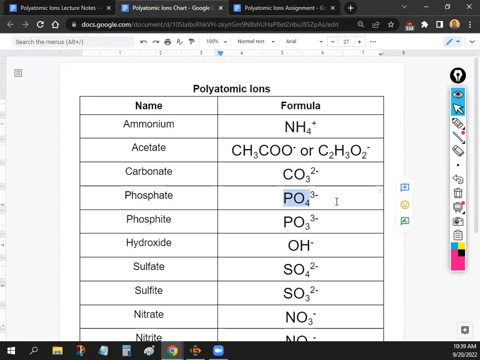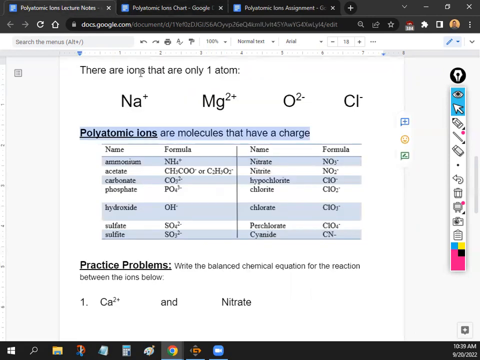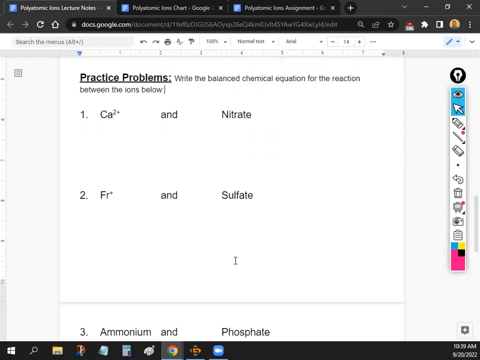All we're doing now is taking those individual ions. Remember how we've been working with Na+, O2-? Instead of just looking at one element, we're looking at a molecule. The whole thing has a charge, and it sticks together, okay? So I'm going to show you how to write balanced equations with that. Let's go straight into our first practice problem.